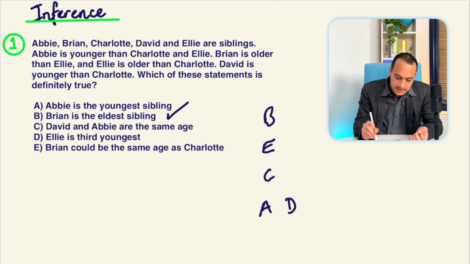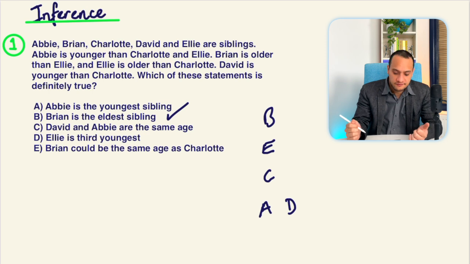Ellie is the third youngest. We know that's not true because Ellie is not the third youngest. She's got to be the second youngest. No, second eldest. And then Brian could be the same age as Charlotte. That's not true because Brian has to be older than Charlotte if Ellie's older than Charlotte and then Brian's older than Ellie. So that explains that. So we can say for certain that B is the answer. Notice that even though I thought I found the correct answer pretty quickly, it was obviously B, I spent a bit more time just going through each of the statements just to double check.